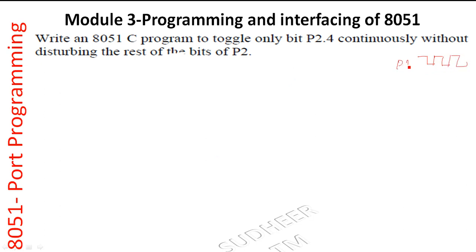So we want to make P2.4 a logic high, low, high, low, high, low condition continuously without disturbing the rest of the port P2. So port P2's remaining pins 2.3 to 2.0 and 2.5 to 2.7 we don't want to disturb. Only 2.4 will be affected with the help of our program. That is what our program is saying. Let us check how it is.